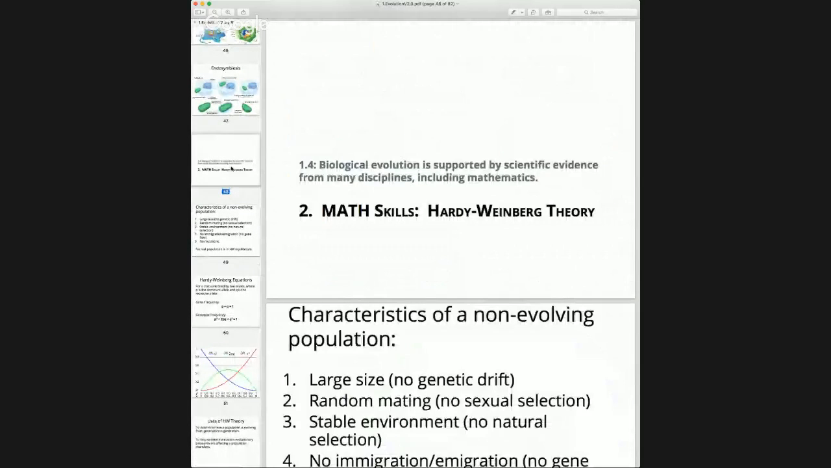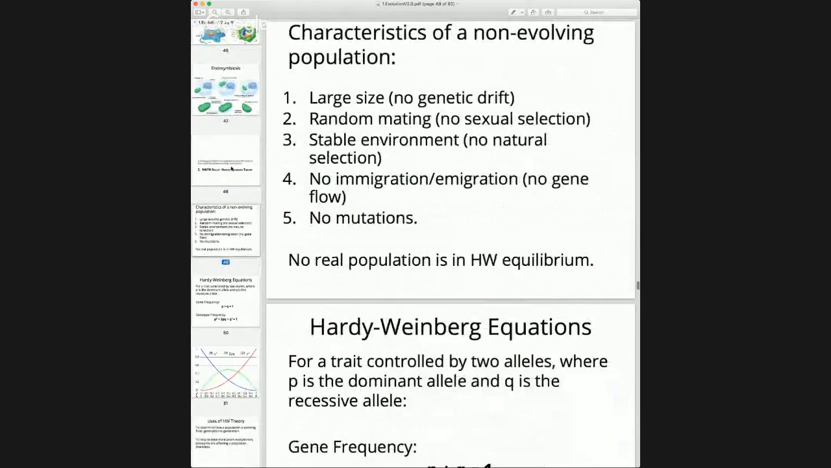Here we go. So Hardy-Weinberg equilibrium is going to be used to refer to a non-evolving population, a population that is not subject to any sort of evolutionary forces that are driving the population. And so we've talked about I think 4 or 5 different evolutionary forces. I usually focus on 4 of them, which would be natural selection. We've got genetic drift, sexual selection, and gene flow.